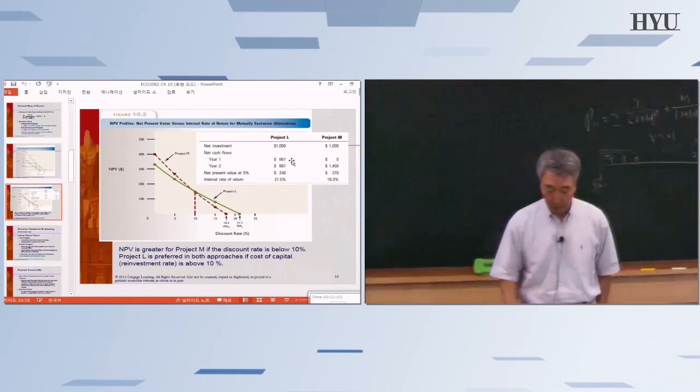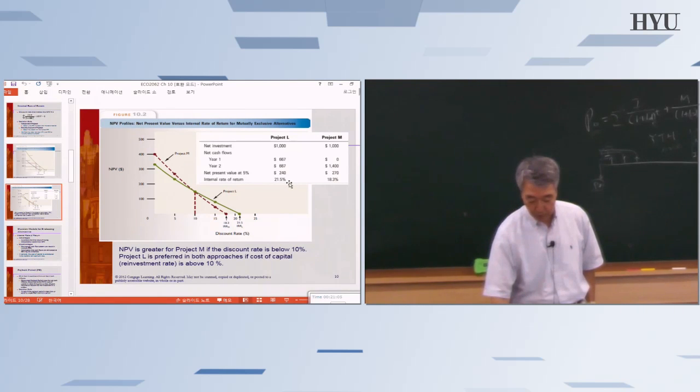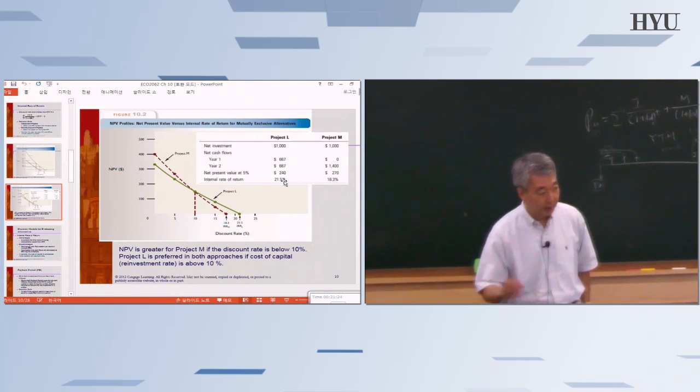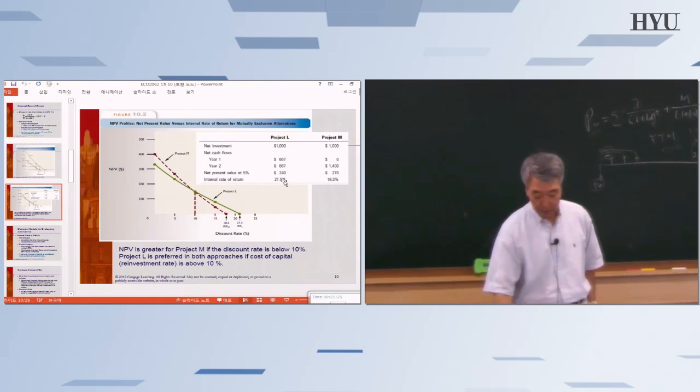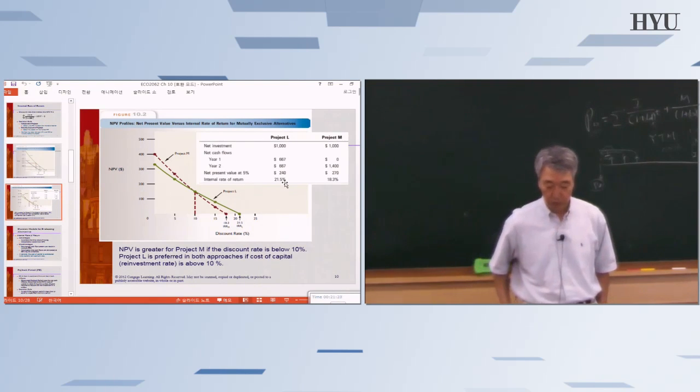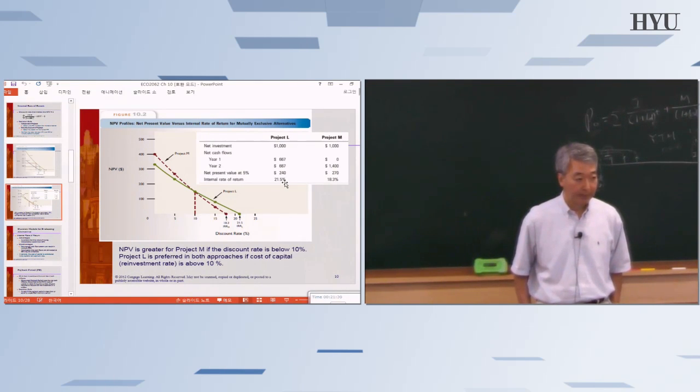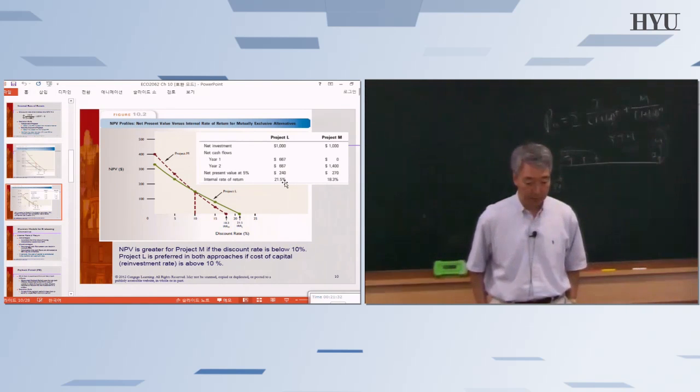The assumption, when they came up with the 21.5% annual return, is that this money, the 667 earned in the first year, is reinvested at this rate, and that all the cash flows in the middle are reinvested at the same rate. That's how they came up with this annual return of 21.5%. That's how IRR is calculated.